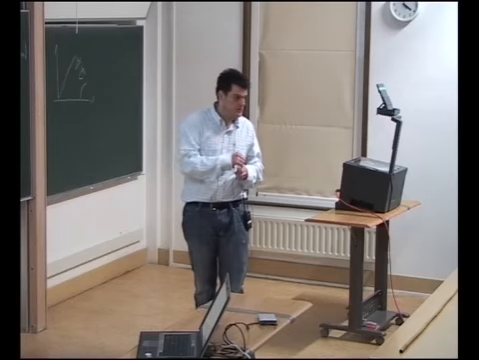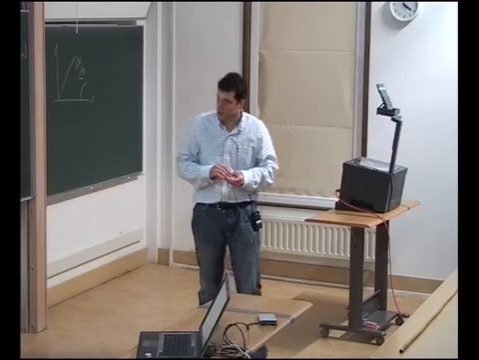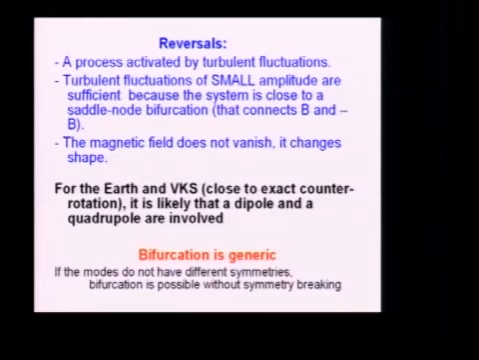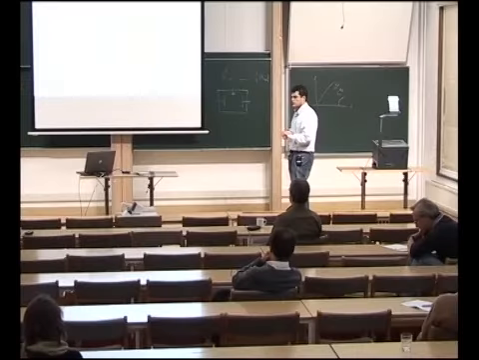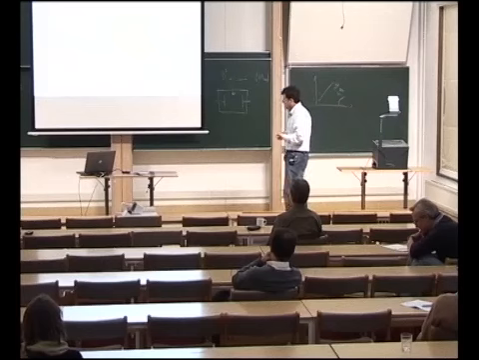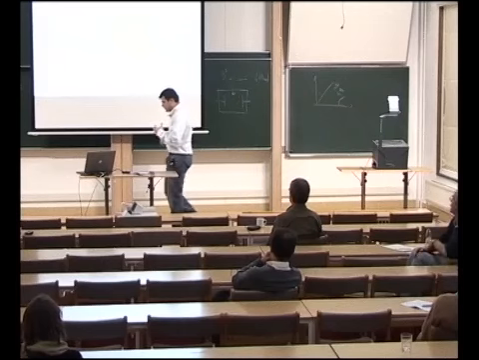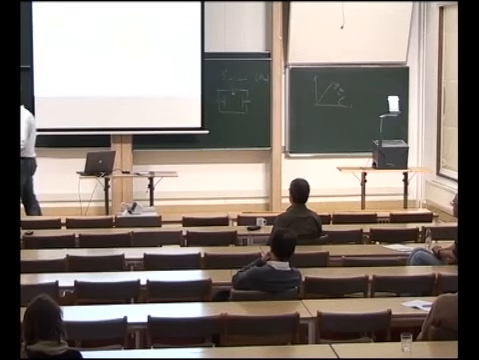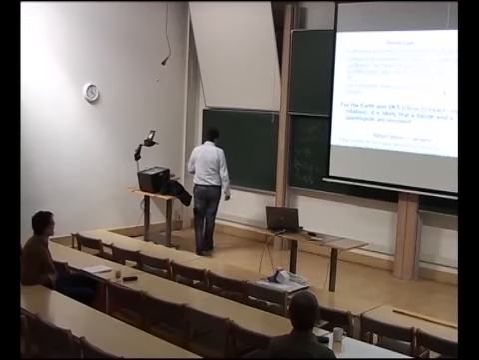And the physics of that is that the magnetic field does not vanish, actually, it just changes shape. So it goes from dipolar, to quadrupolar, and then the opposite dipolar. For VKS, at least in the regime close to exact counter rotation, it's likely that a dipole and a quadrupole are involved. And in different models of the dynamo, it has been observed that dipole and quadrupole are two modes with very similar onset.